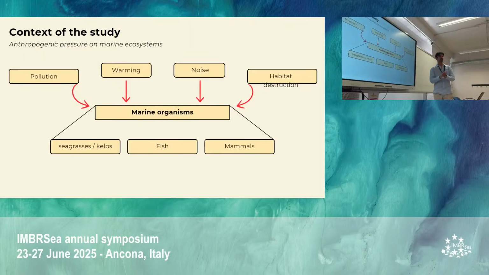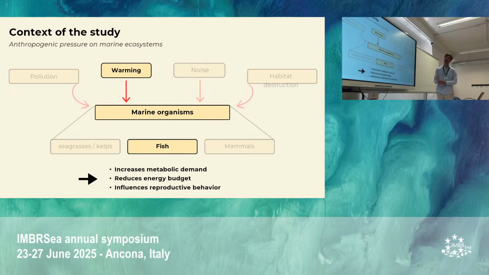So, introduction. This thesis was done in the context of anthropogenic pressure on ecosystems. As you probably know, humans are putting a lot of pressure through different means on marine organisms. We have habitat destruction, noise, warming, pollution. All these are threatening species. We know about mammals that are suffering from noise. We know about seagrass and kelps that are suffering from warming, and fish, of course, are suffering as well.